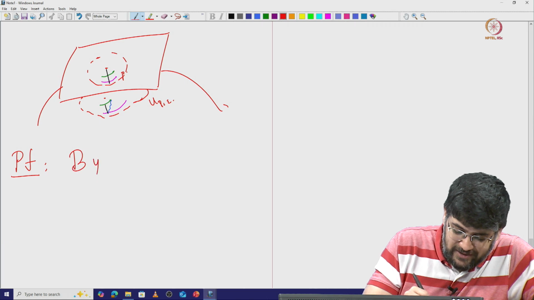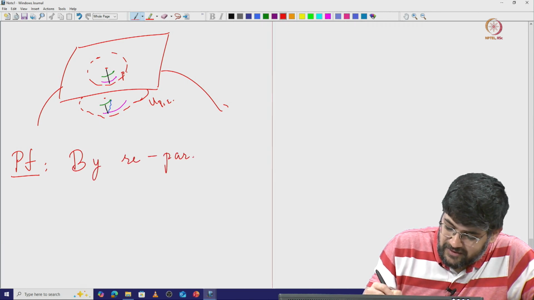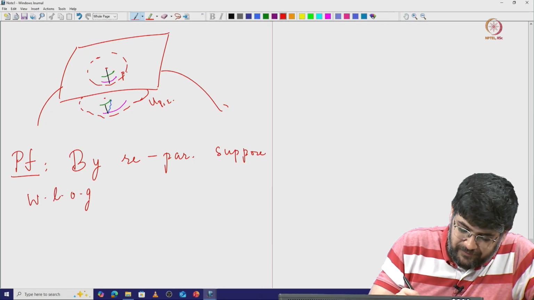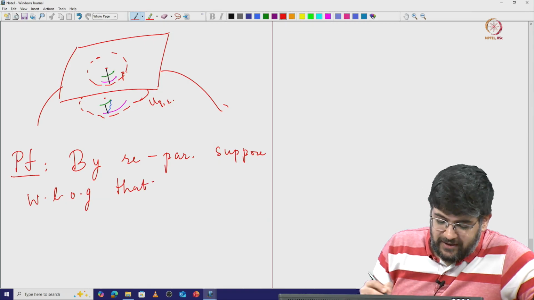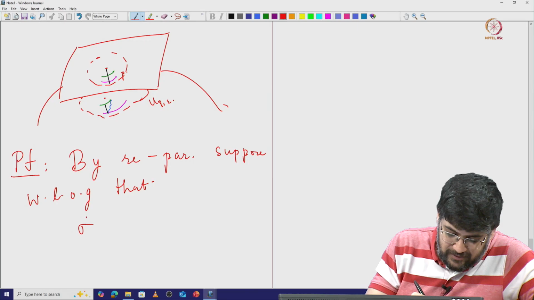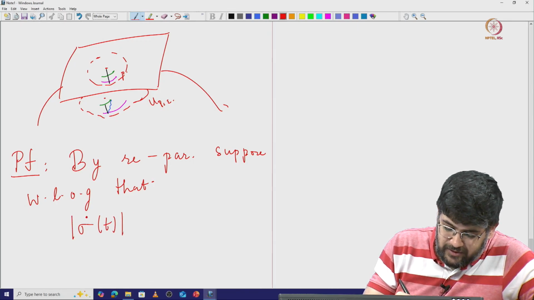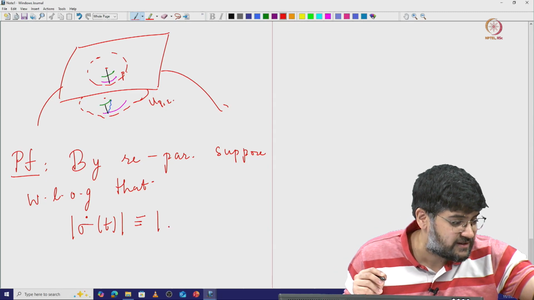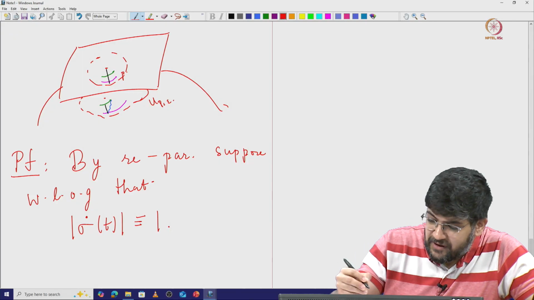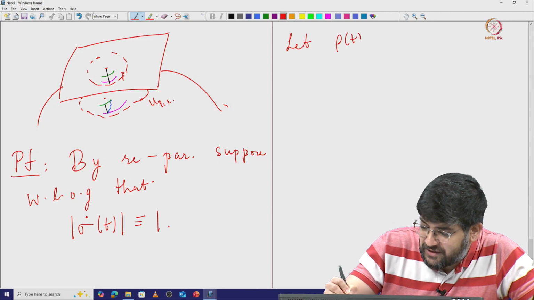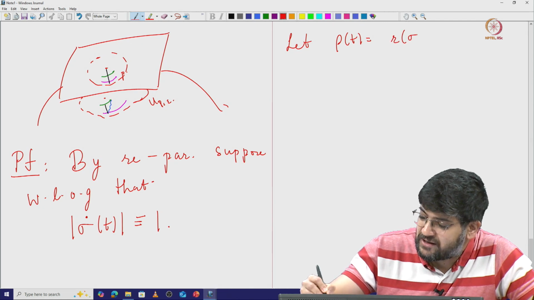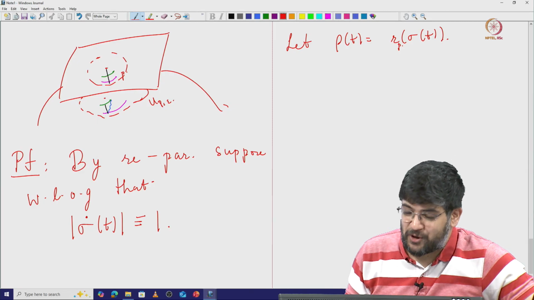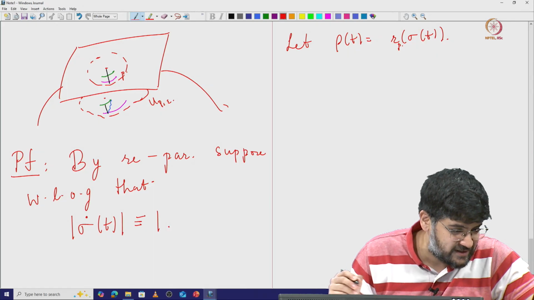So let us just start by reparametrizing. So by reparametrizing, suppose without loss of generality that the speed of sigma is identically 1. You can always do that, right, you can always take an arc length parametrization. So now let rho of t be the following function, let this be r composed with sigma of t, or rp composed with sigma of t, where rp is the radial distance as usual.